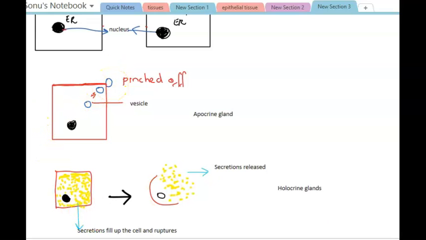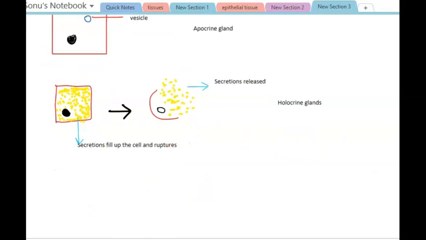Then the next is the holocrine glands. Here in the holocrine glands, the secretions fill up the whole cell. And when the secretions reach their maximum, the cell will rupture and these secretions are released. And these types of glands are called holocrine glands. Example, sebaceous gland. The sebum is released like this.